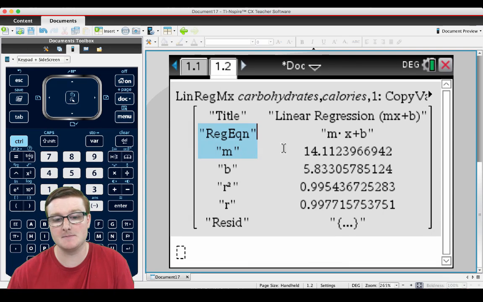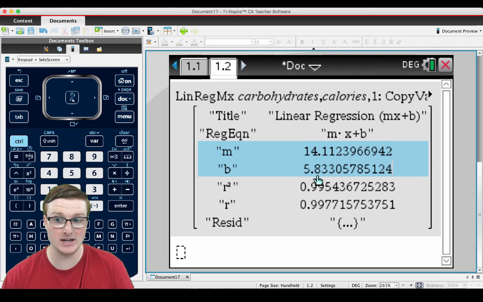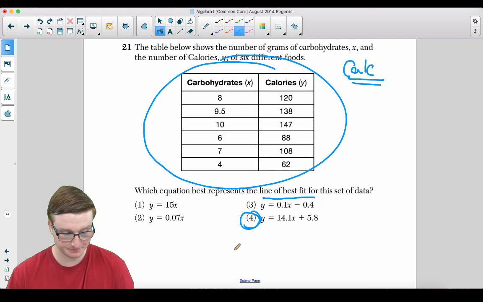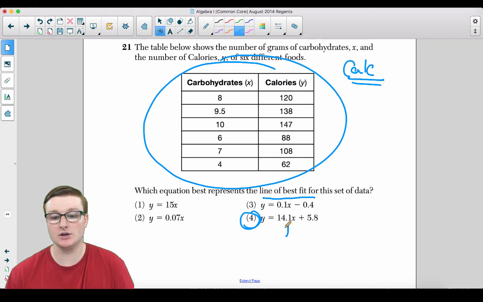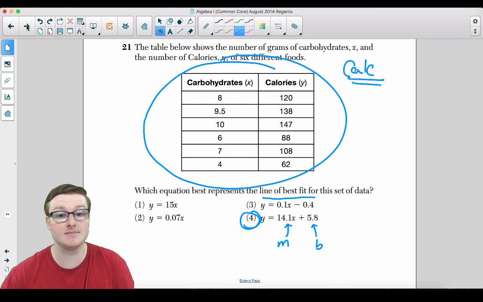This is what we need right here. Your slope and your y-intercept. Your slope is 14.1. Your y-intercept is 5.8. So if you go back, boom, choice 4. So type in calculator, your 14.1, that's your M value. Your B value is right there, 5.8, and it perfectly matches the calculations in your calculator. All right, not too bad.